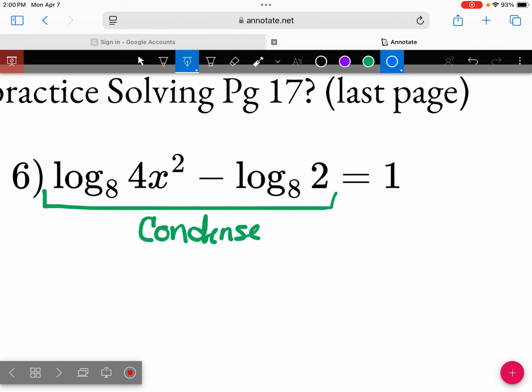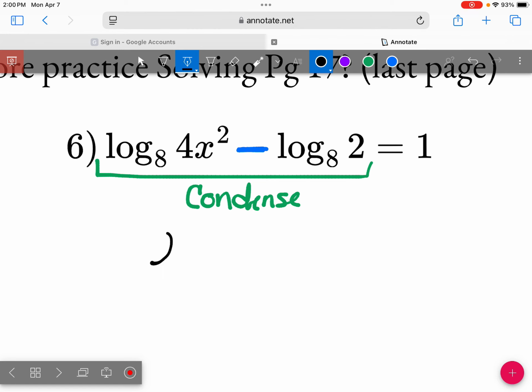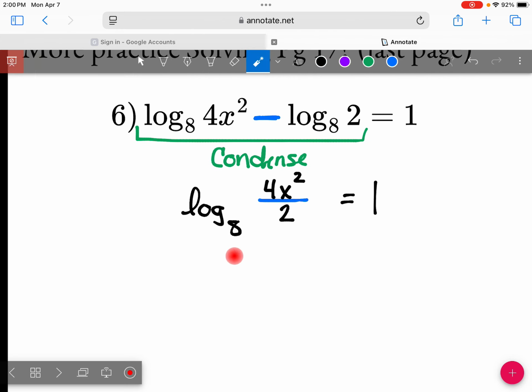What can we do to this to make those things squish together? We have subtraction. What does subtraction turn into? Division. So I can rewrite this as log base 8 with our division, 4x squared divided by 2. So we can condense this side. Now I have a single log equal to a number.